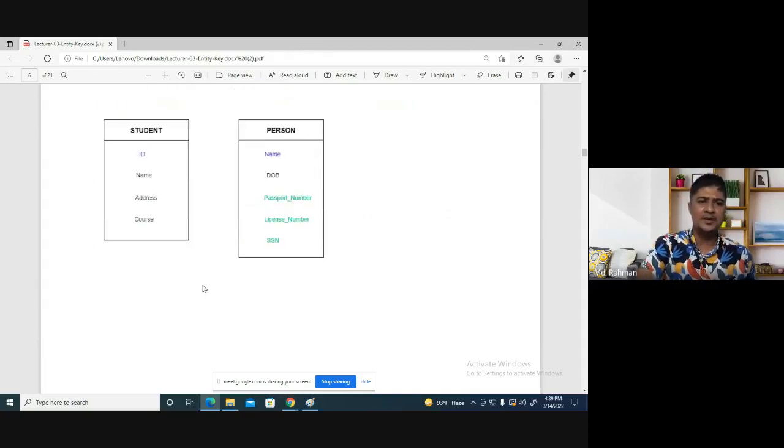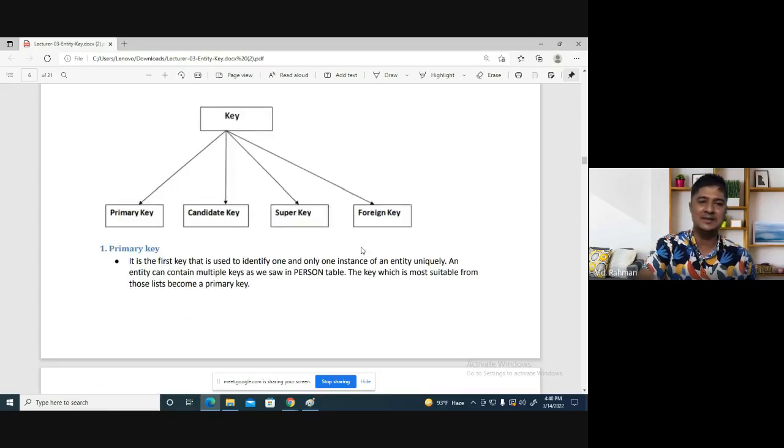If I give you an example of what the key is and where it is used, look at the table. There are student, ID, name, address; these are the attributes, but here some are considered as a key. So name, DOB, SSN number, these are the key. How does it work, and what are the different types of key? Let's start with keys. There are different types of key: primary key, candidate key, super key, foreign key. We would like to start first with the primary key.